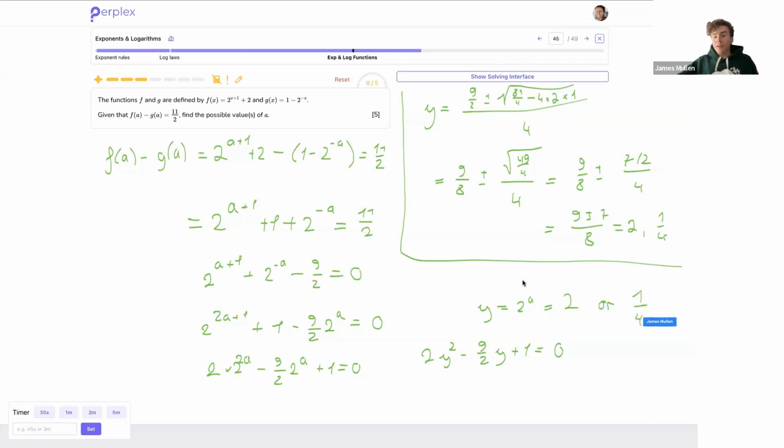So if 2 to the power of a is 2, that means that a is equal to 1. And if 2 to the power of a is 1 over 4, well, 1 over 4 is 2 to the minus 1, sorry, to the minus 2. That makes a equal to minus 2. So these are my answers.